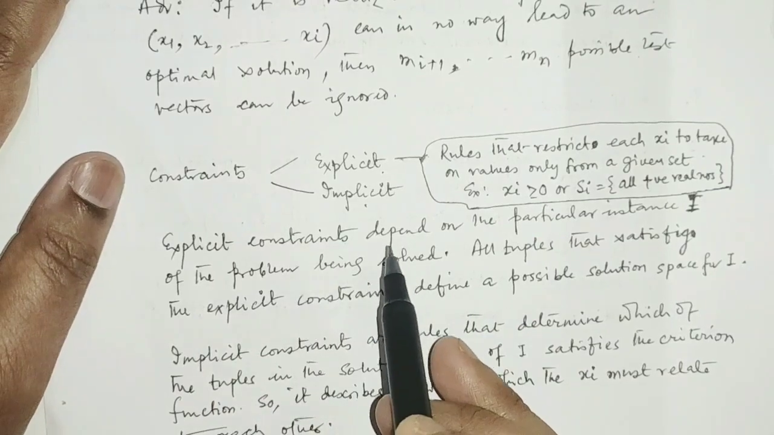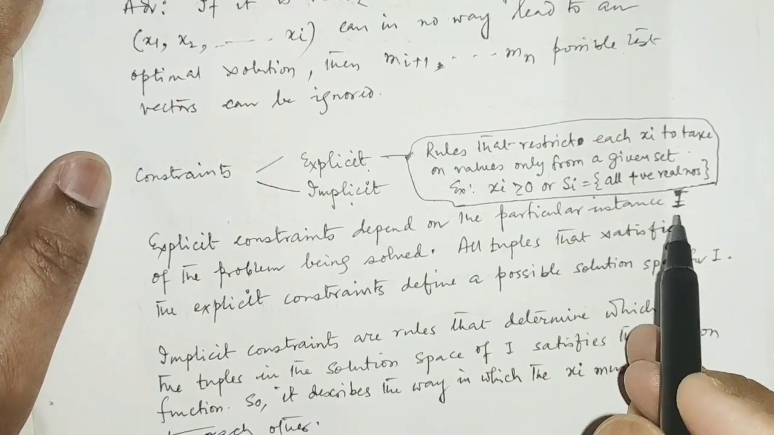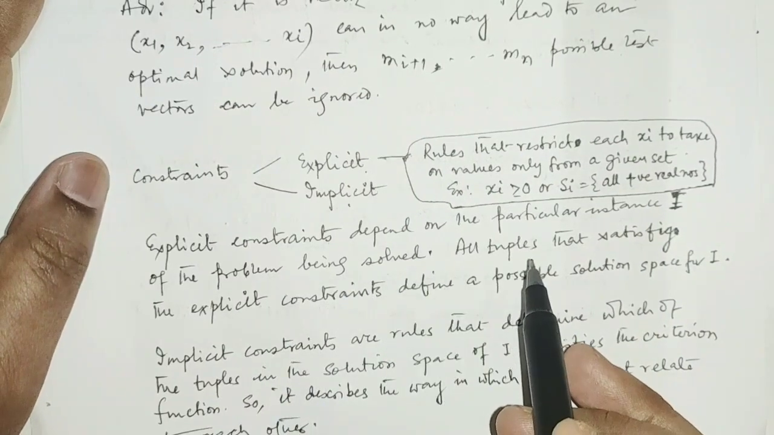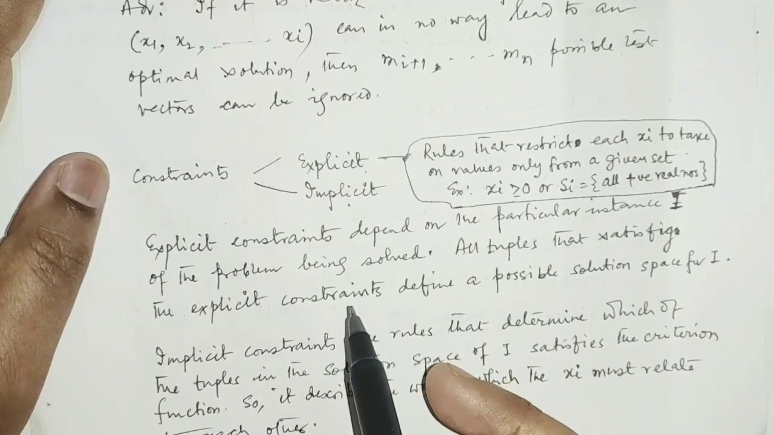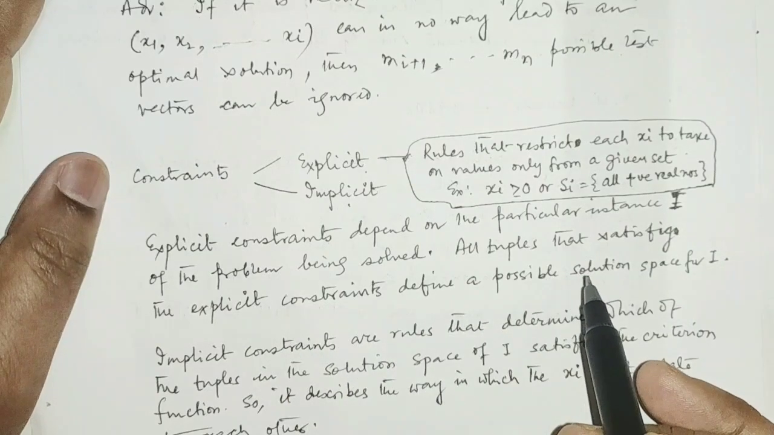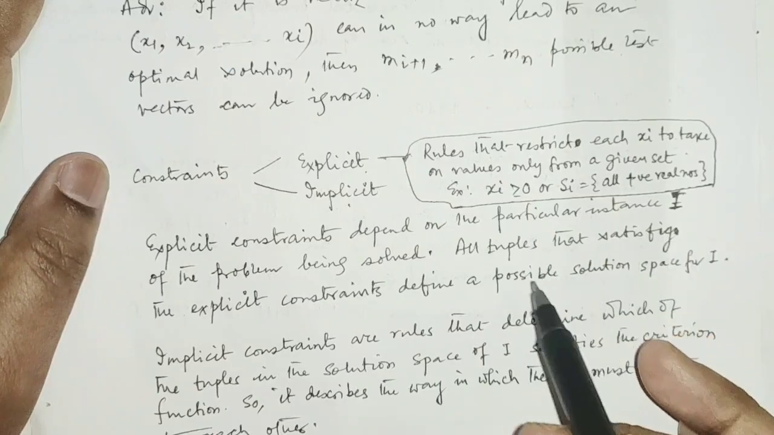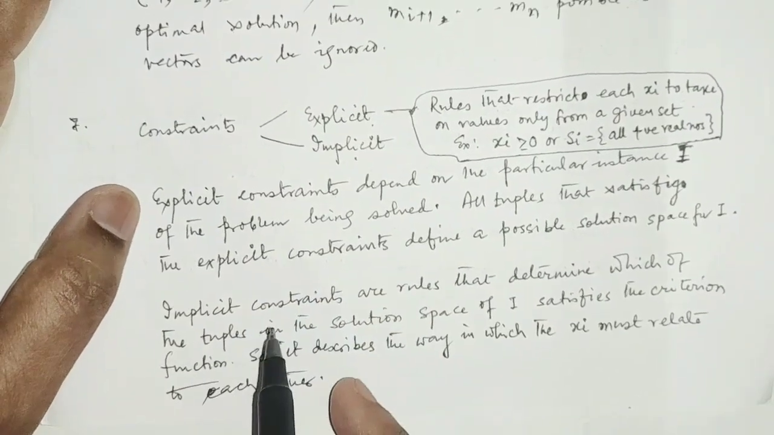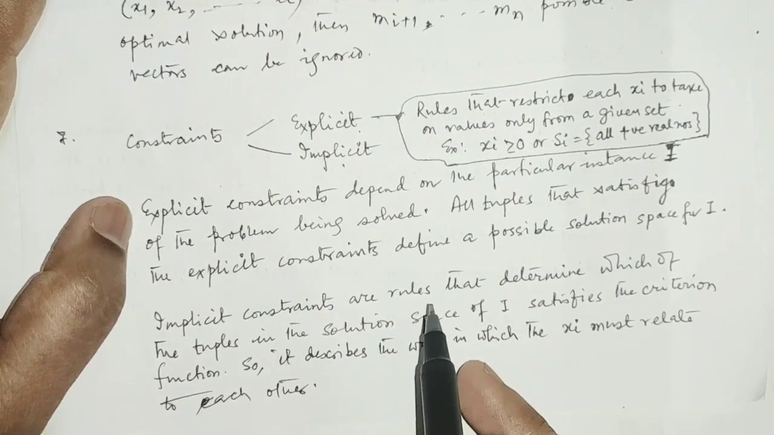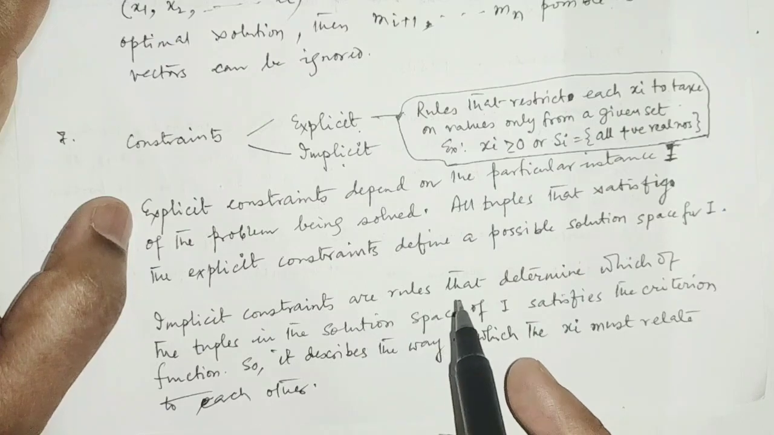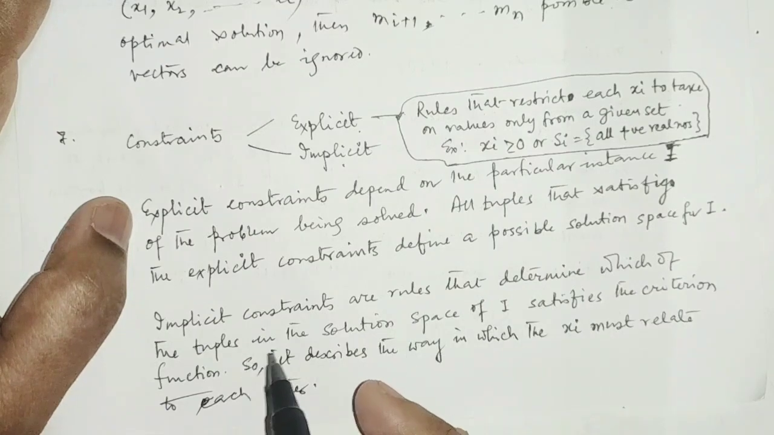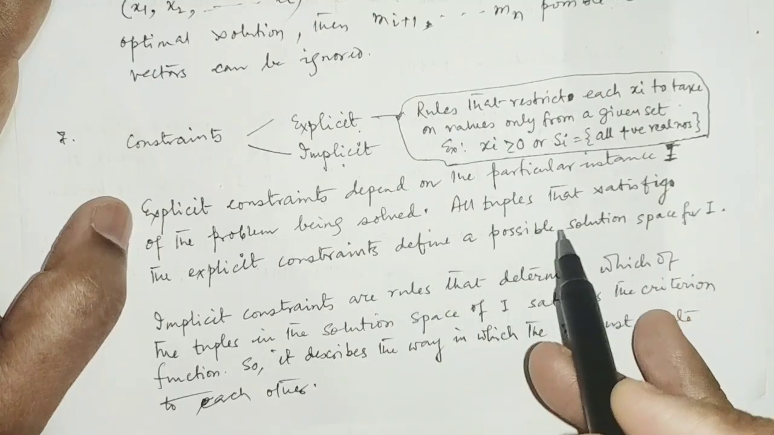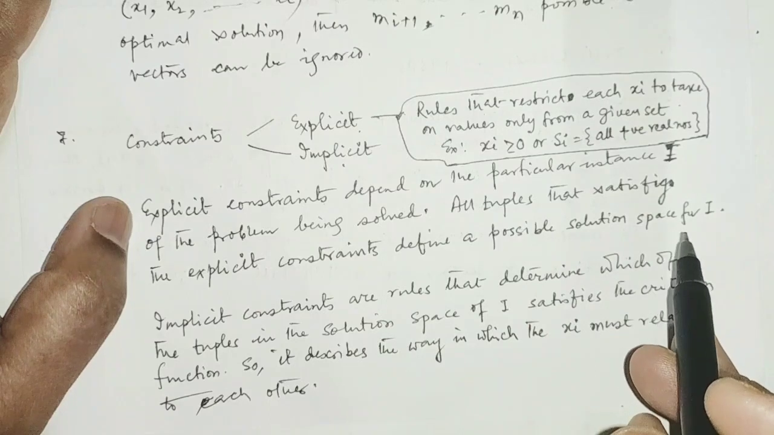So explicit constants depend on the particular instance, suppose it is I, of the problem being solved, and all tuples that satisfy the explicit constants define a possible solution space for I. I will come to the term solution space when I give the example. And what about implicit constants? Implicit constants are rules. This is very simple to understand. Implicit constants are rules that determine which of the tuples in the solution space of I satisfy the criterion function.